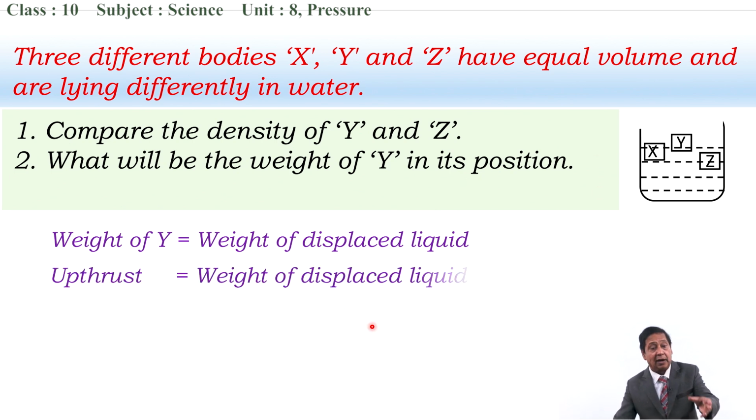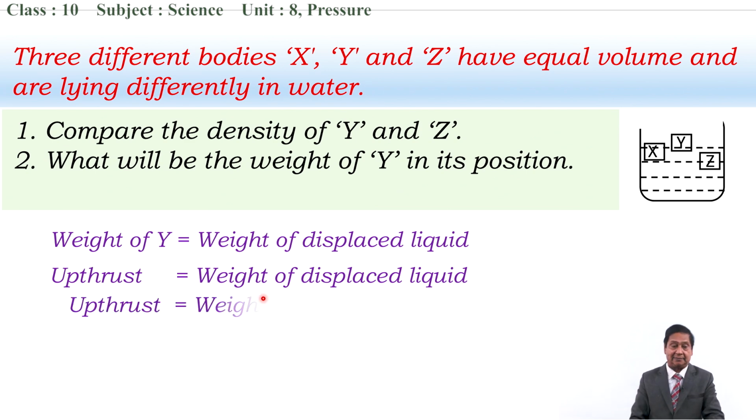In the same way, upthrust is equal to weight of displaced liquid according to Archimedes' principle. Archimedes' principle is applicable for all the bodies whether floating or sinking. The law of flotation says that weight of this floating body is equal to weight of displaced liquid, but Archimedes' principle says that upthrust is equal to weight of displaced liquid. On the right hand side, in both the cases we have weight of displaced liquid. That's why we can say that upthrust is equal to weight of Y.